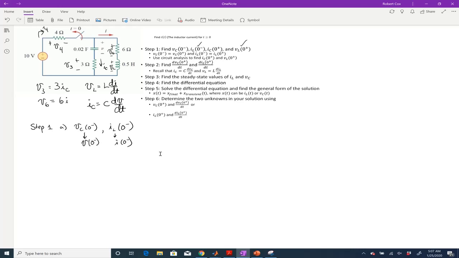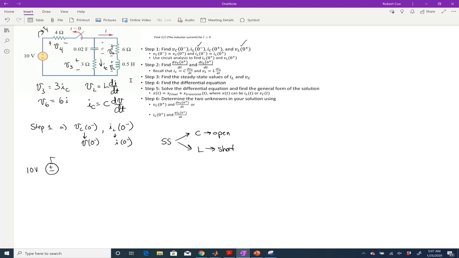To do this, we make the assumption that the switch has been open for a long time before t equal to 0, so that everything's been able to get to steady state. So in other words, the capacitor voltage is not changing anymore. The inductor current is not changing anymore. So if I'm in steady state, our assumption is that our capacitors are open and our L's are shorts. And so we redraw the circuit in that condition before the switch moves.